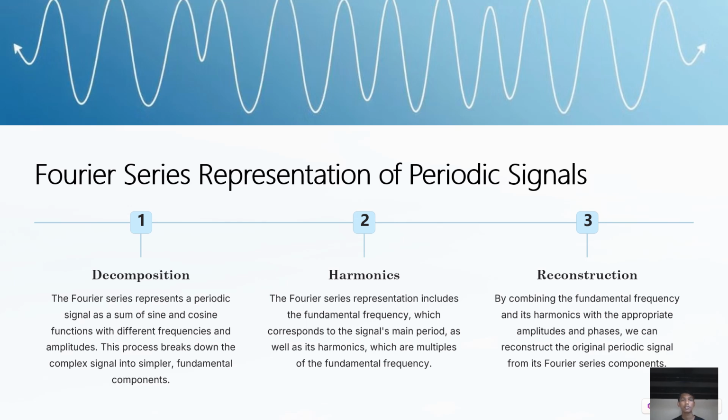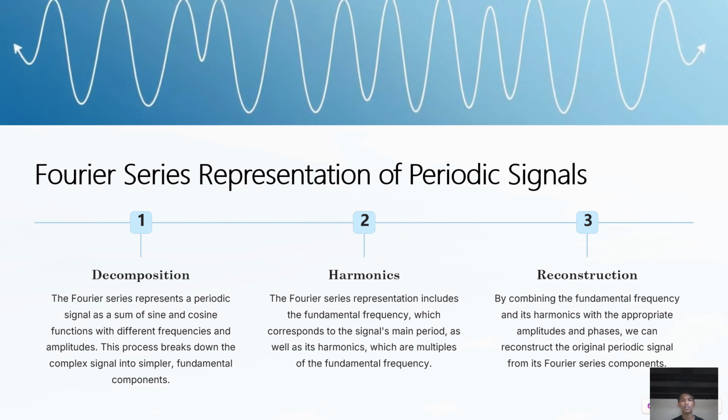Fourier series representation of periodic signals. Decomposition: the Fourier series represents a periodic signal as a sum of sine and cosine functions with different frequencies and amplitudes. This process breaks down the complex signal into simpler fundamental components.